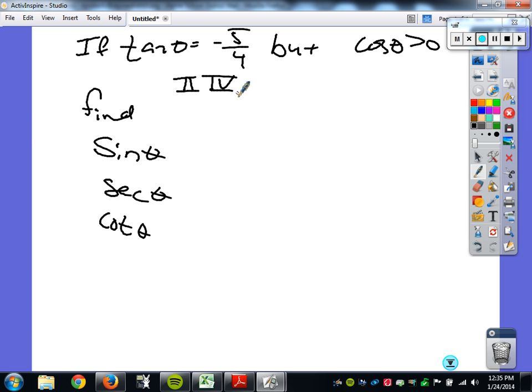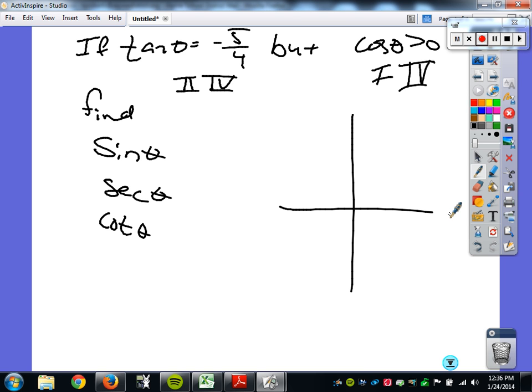Okay? Well, where's cosine positive? Because that's what that says, where cosine of theta is greater than 0. That means that it is positive. What 2 quadrants say what you said? 4 and 1, right? Where am I going to draw my triangle? Quadrant 4, because that is where those guys share. Where cosine is positive, but tangent is negative. Does that make sense?